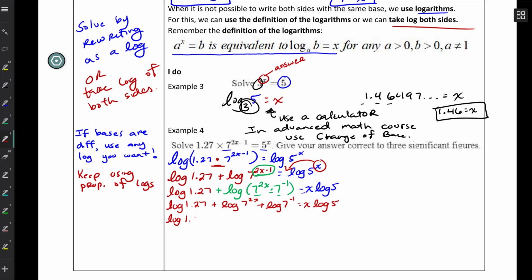log of 1.27 plus 2x log of 7. The negative 1 comes down, turning into negative 1 log, or just negative log of 7, equals x log 5.